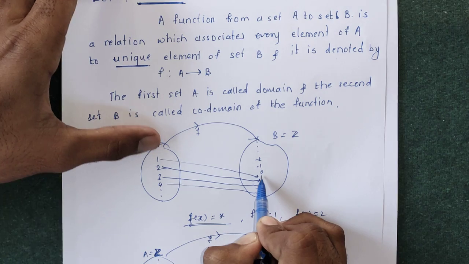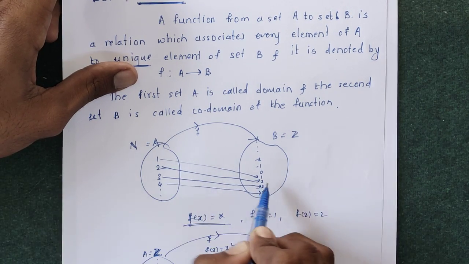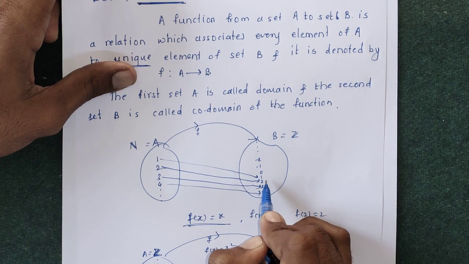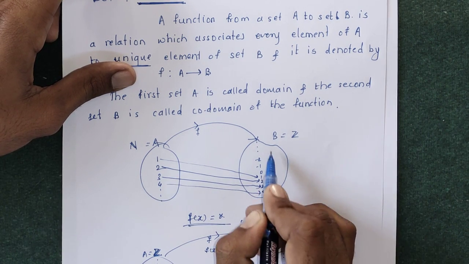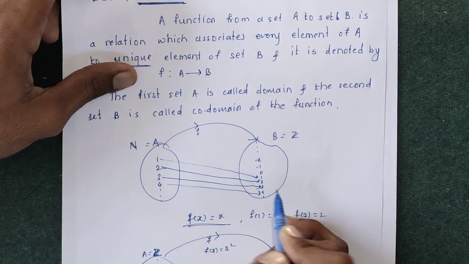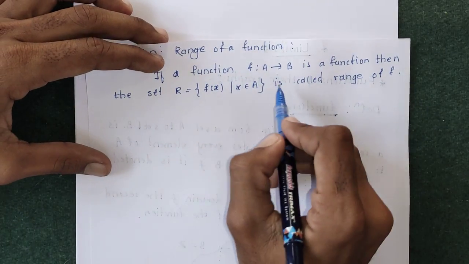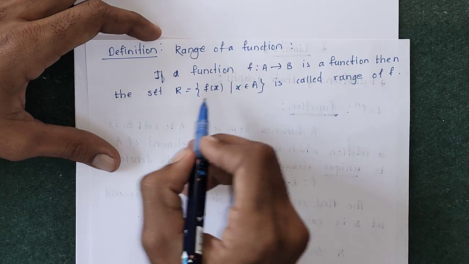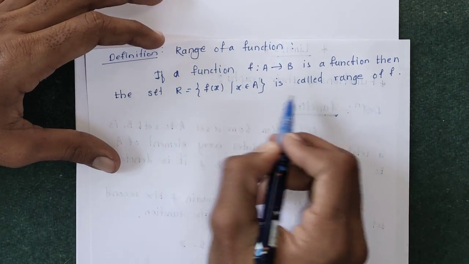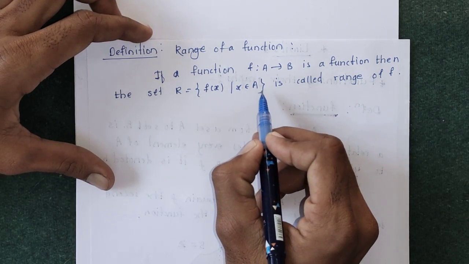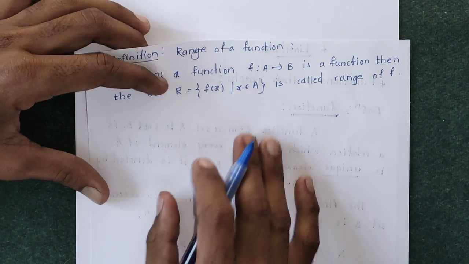Similarly here, this 1 is the image of this 1, this 2 is the image of this 2, 3 is the image of this 3. If we take the set of those elements of the codomain which are images of some element in A, then that set is called the range of that function. So if f from A to B is a function, then the set of f of x such that x belongs to A is called the range of f. This range is a subset of the codomain.